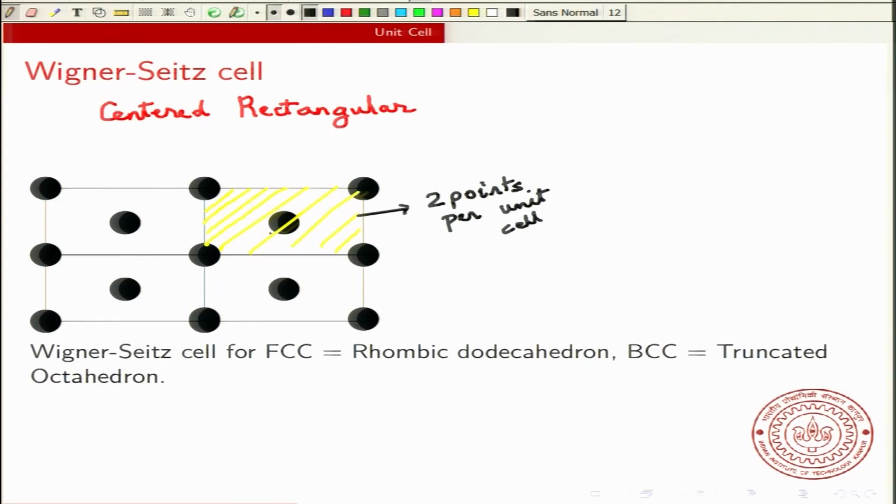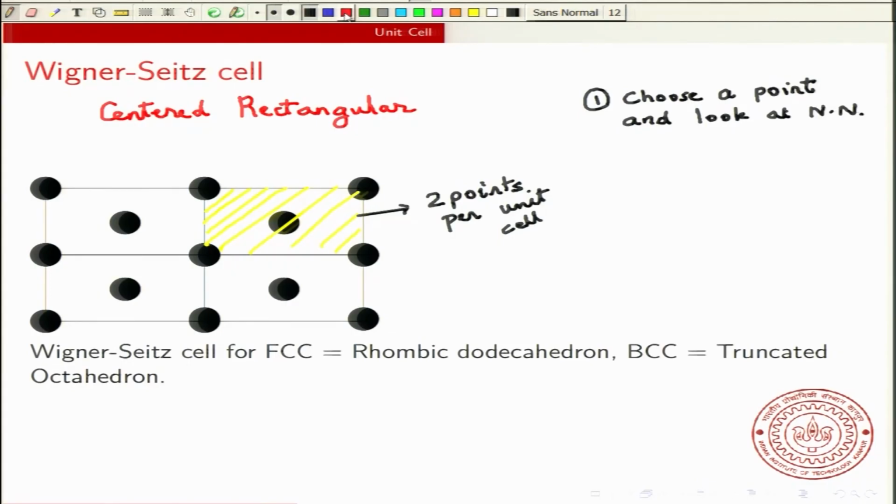So, how will we construct a Wigner-Seitz cell? The way to construct a Wigner-Seitz cell is to start, the first step is to choose an atom, or rather, I should not say atom, I should really say choose a point, because what we have considered here are just points. And look at nearest neighbors. NN stands for nearest neighbors.